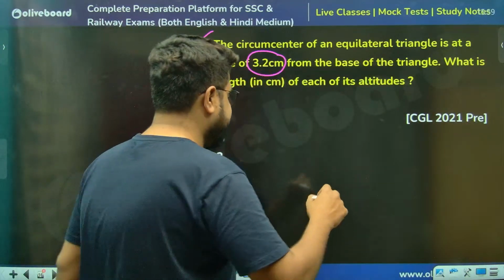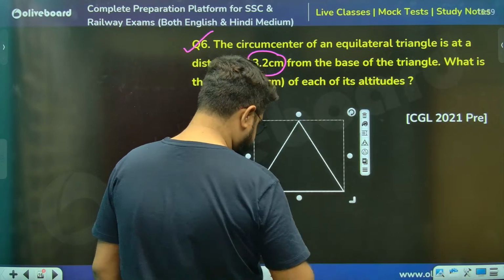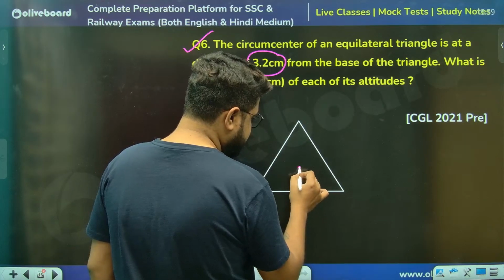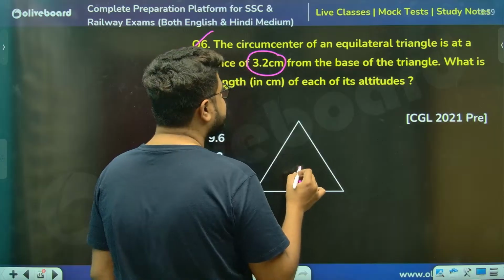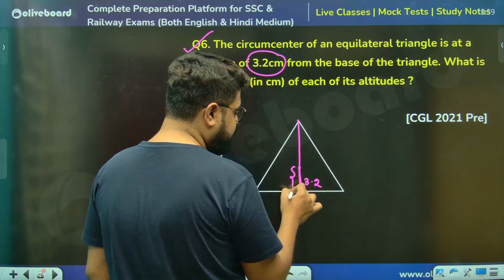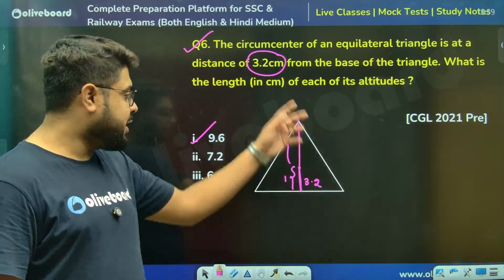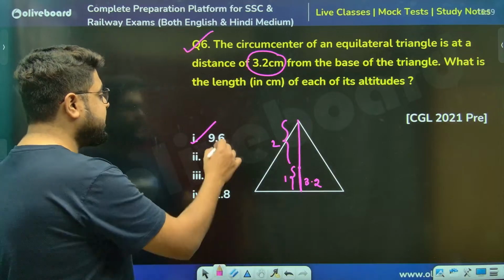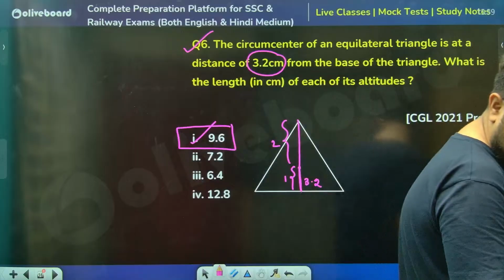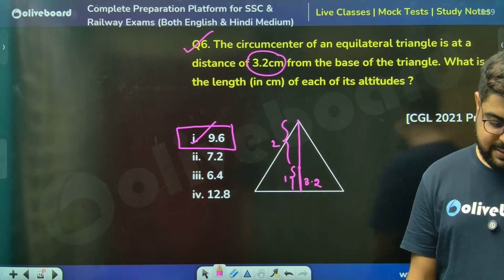Try to visualize, everyone. It is given that this is the circumcenter, and this height is 3.2. This is one part and this is two parts. One part is 3.2. The total height is three parts, so 3.2 into 3 gives 9.6. Done. Yes, Reena, again you are 100% correct.